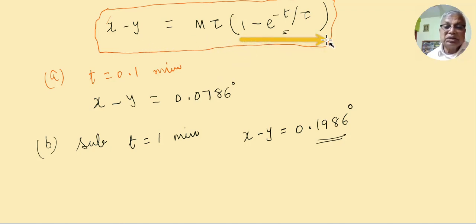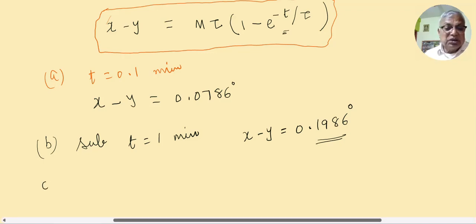If you see, this bracketed term here is a fraction: 1 minus e power negative something, because e raised to a negative exponent is also a fraction, and 1 minus a fraction will be a fraction. So for x minus y to be maximum, this bracketed term must be maximum. The maximum value of the bracketed term is 1, because it's a fraction, and that will happen when the exponential term is 0. When will this term be 0? When t equals infinity. So this error will become maximum when t equals infinity, ultimately, after a long time.